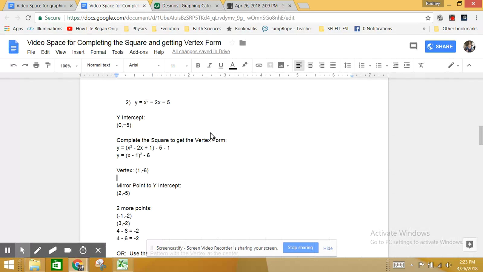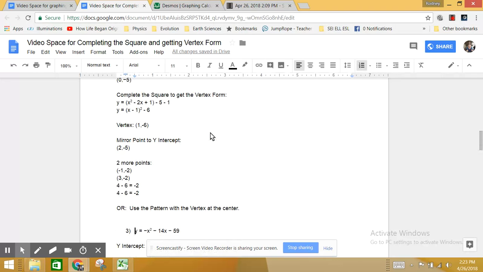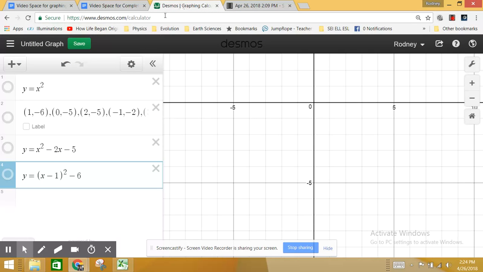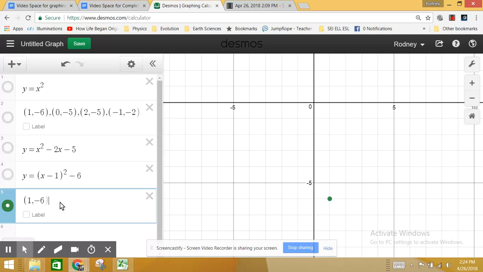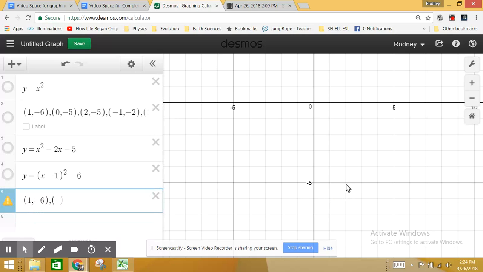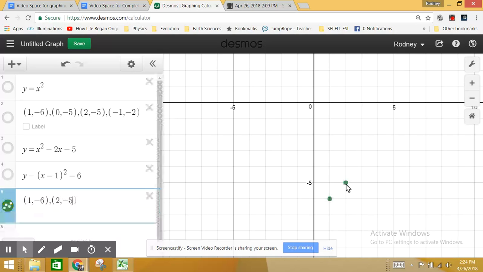All right, now the sneaky way is pretty easy to see because it matches up with what we've been doing. So we're going to use a pattern with the vertex at the center. So the pattern of this one is going to be governed by the fact that our a value is just 1. So that's a 1. So we're going to match the usual pattern of a parabola. So I'm going to go ahead and plot our vertex at 1, -6 again. I'm going to go from here over 1, up 1. So I'm going to have 2, comma, -5.